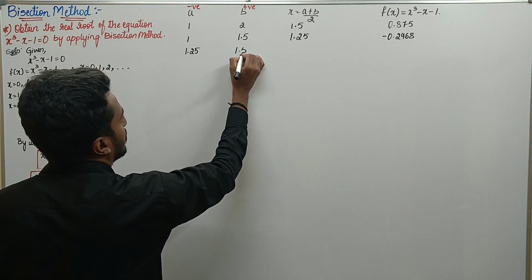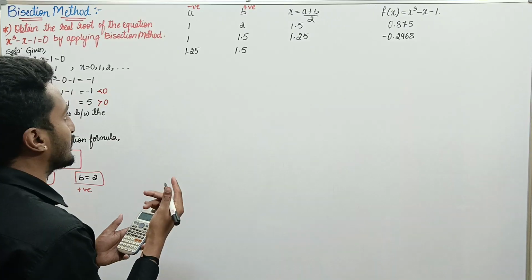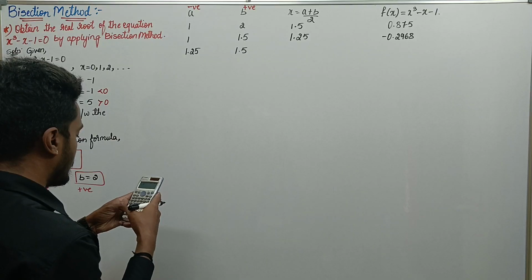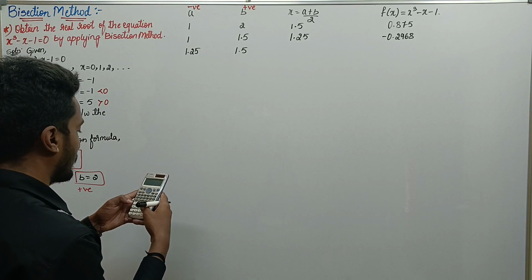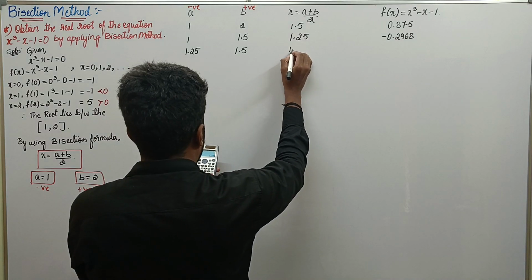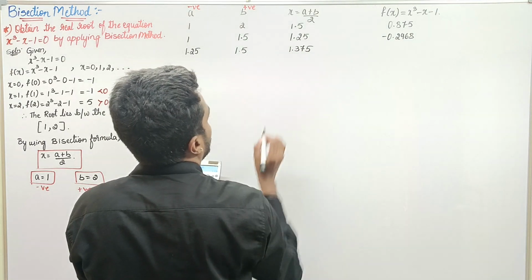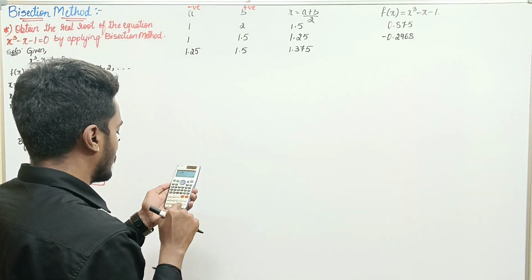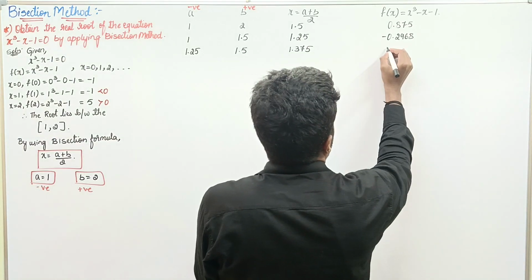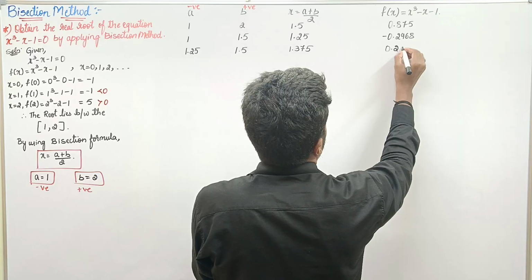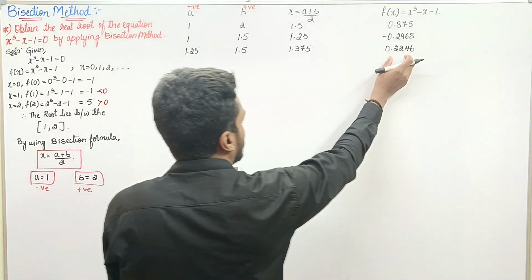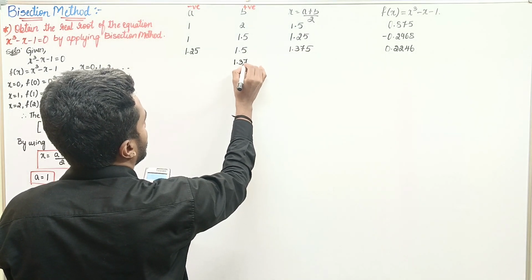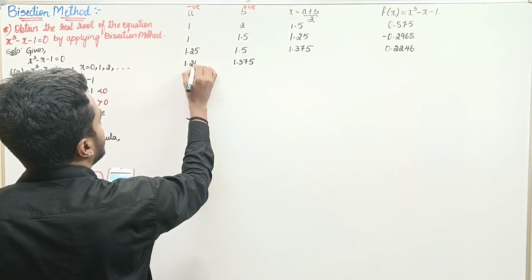Now 1.5 remains constant. Similarly, repeat the condition for the next iteration, that is the third iteration. Press the upper button, press calc, give the value of A 1.25 and value of B 1.5. You get 1.375. Done. Now press function value 1.375. You get 0.2246. Since it is positive, this 1.375 will be replaced in the positive place, that is 1.375, and 1.25 remains constant.